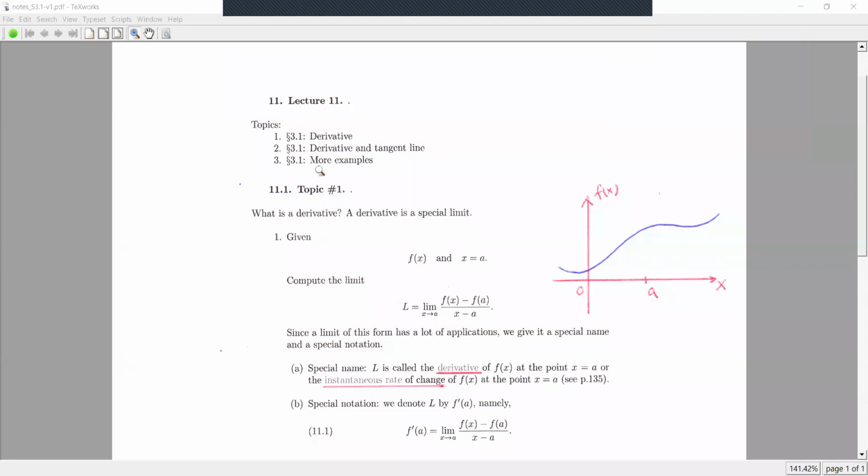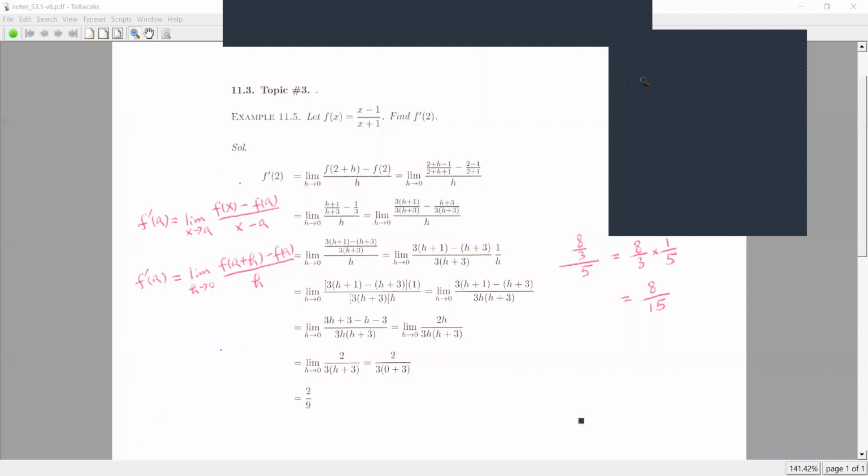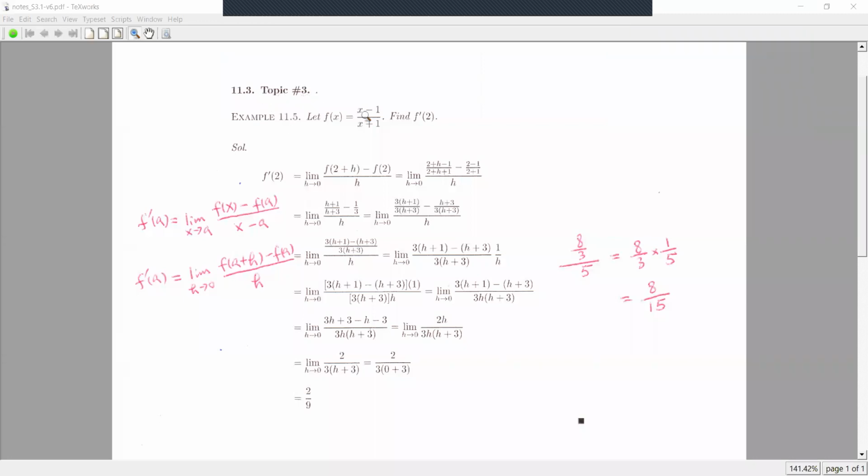Topic 3, more examples. Example 1, under this topic. Consider this function. Find the derivative of the function at point 2. We have two formulas to compute the derivative. Both formulas work well for this function. Let me pick the second formula to compute the derivative.